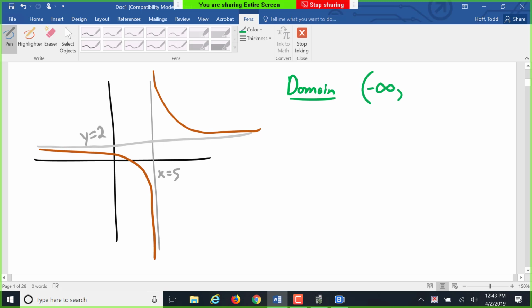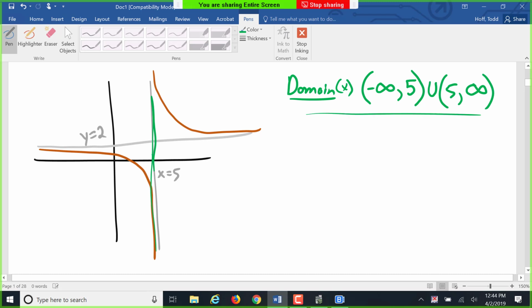Goes from negative infinity up to, is the domain the x or the y? Domain is the x value. And the number that's excluded from the x values is the 5. Perfect. So that goes from negative infinity up to 5, unioned with, combined with positive 5 up to positive infinity. That's our domain.